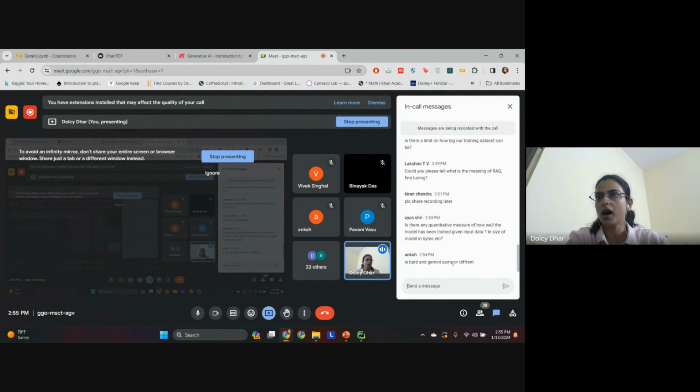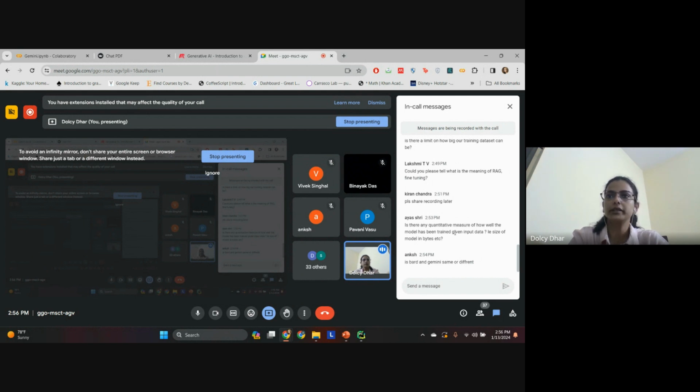And are BARD and Gemini the same or different? Well, BARD was the initial model released by Google. Gemini is the latest one that was given out. They were different models, but Google BARD has been updated with Gemini now. So you can say now they are sort of similar, but earlier they were different. And definitely the Gemini Pro Vision model is separate from BARD.